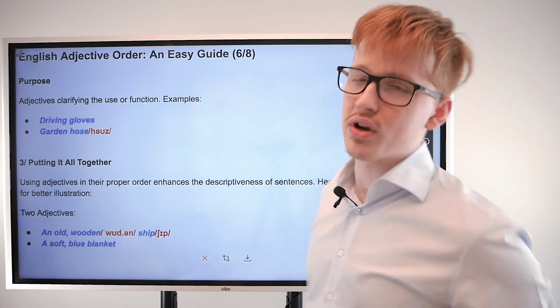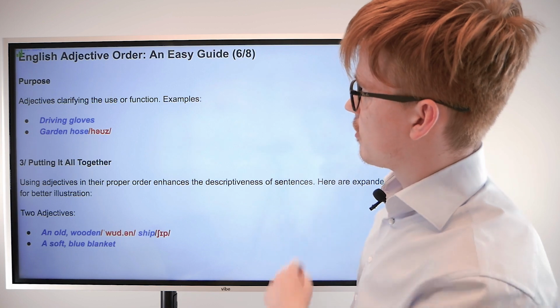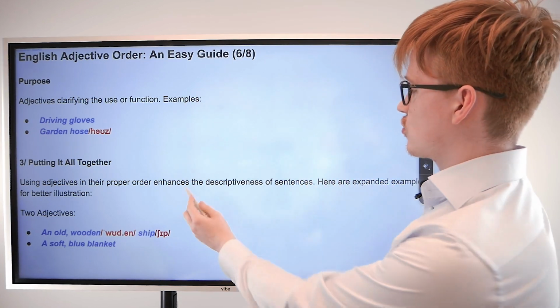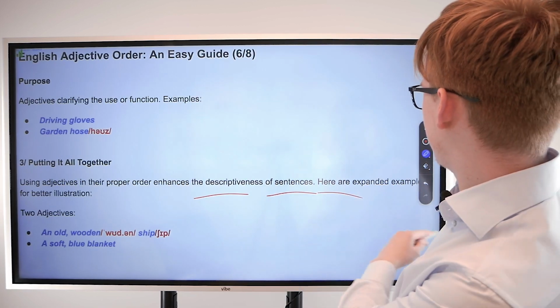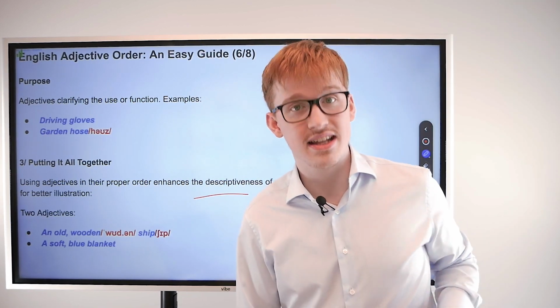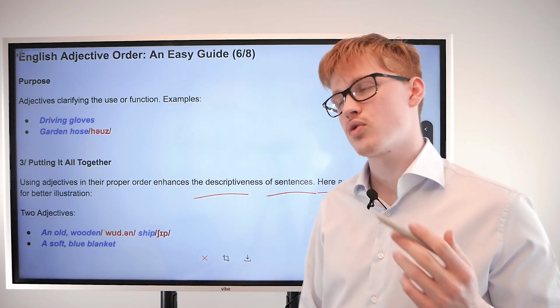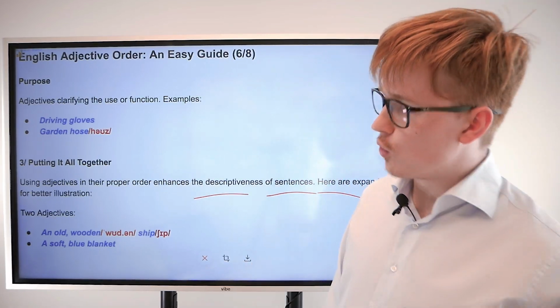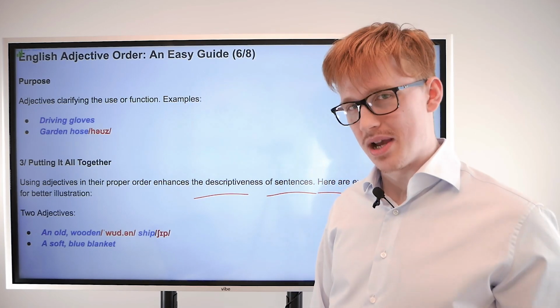Great, so let's have a look at what it's like when we put them all together. So yeah, when we use them in the proper order, it enhances the descriptiveness of the sentence, and here are expanded examples with an illustration. Exactly. So two adjectives. So when we have two adjectives, this is quite a simple one here. An old wooden ship. An old wooden ship.